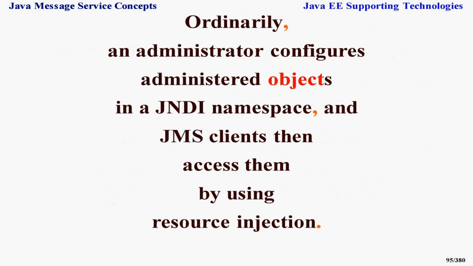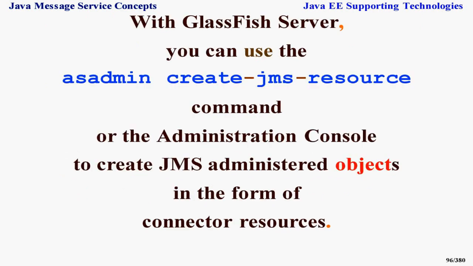Ordinarily, an administrator configures administered objects in a JNDI namespace, and JMS clients then access them by using resource injection. With GlassFish Server, you can use the asadmin create-jms-resource command or the Administration Console to create JMS administered objects in the form of connector resources.